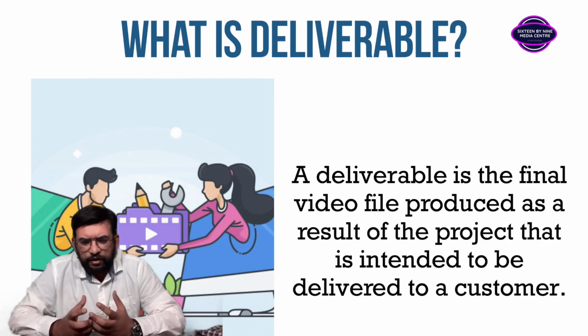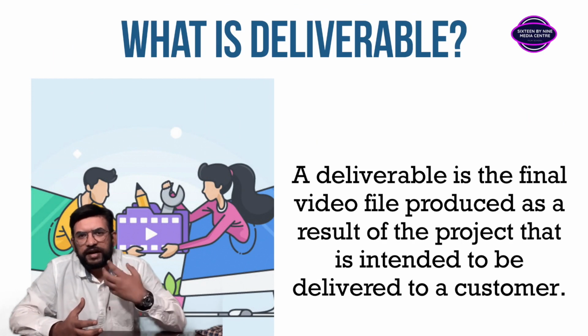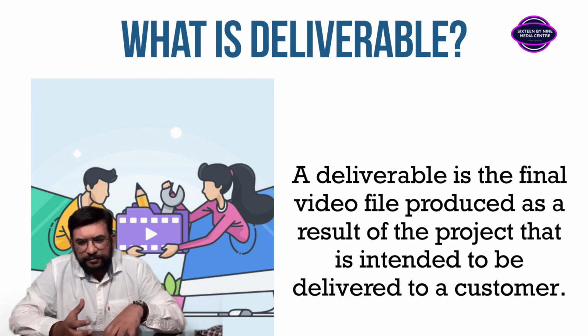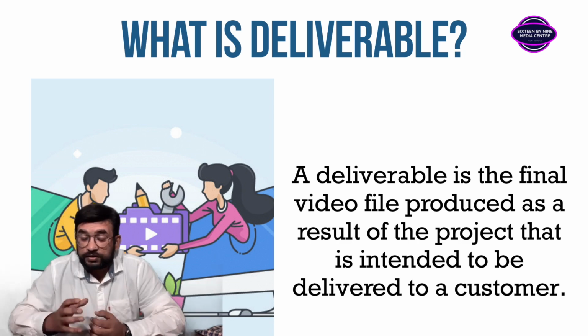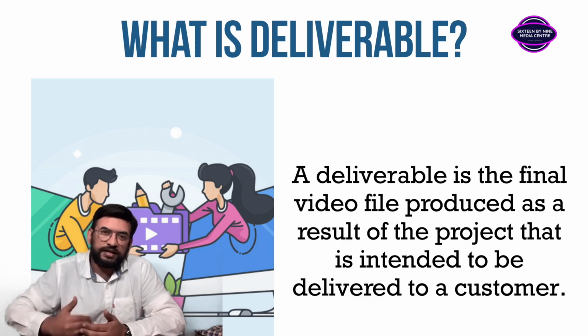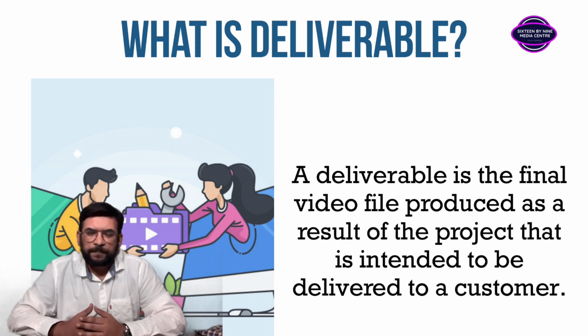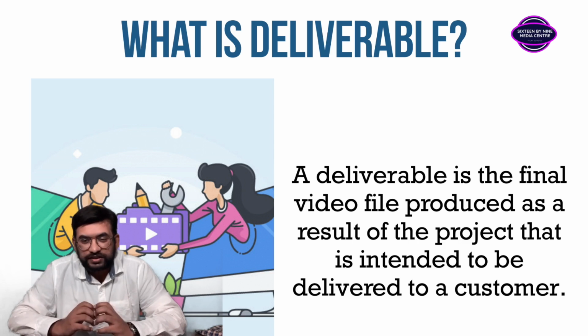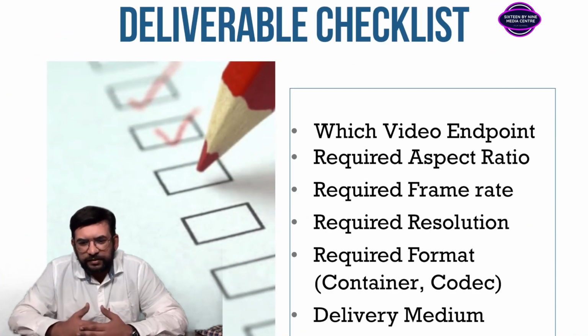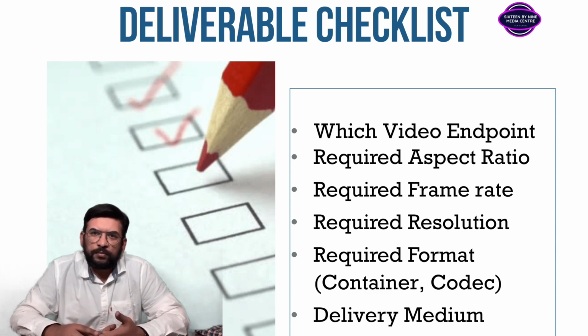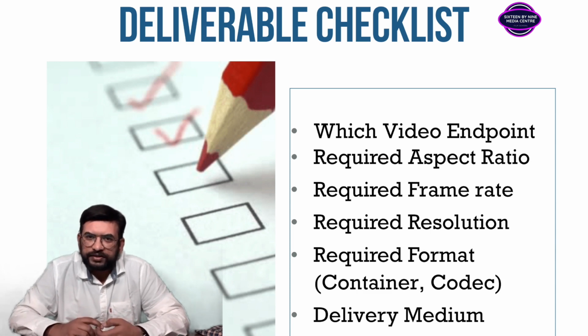First thing, the meaning of deliverable is what video file delivery we are calling. Many a time you are delivering more than a single file. A whole set of file deliveries are called deliverables. So what you need to check first of all, when you are delivering a video file, is technically called the deliverable checklist. In your deliverable checklist, you need to know what the video endpoints are.